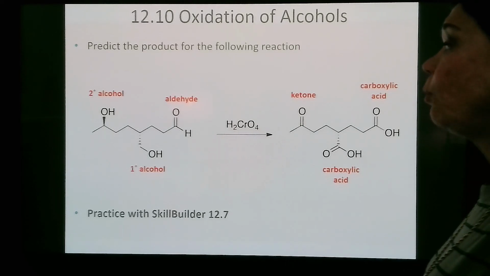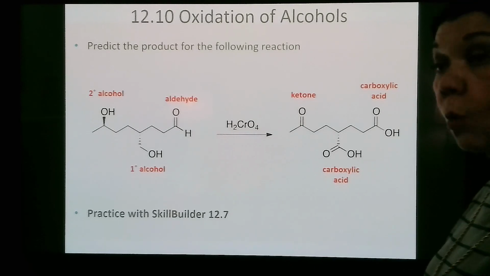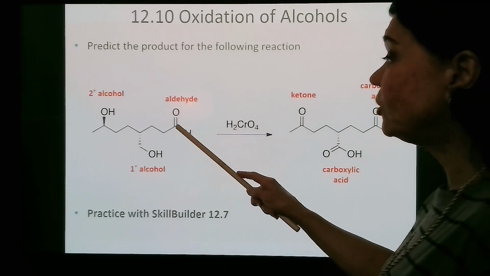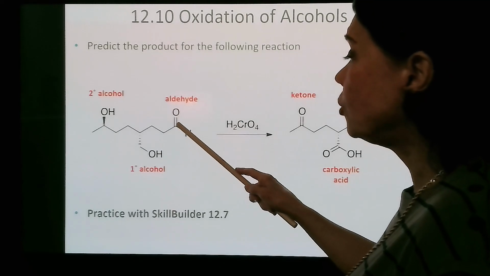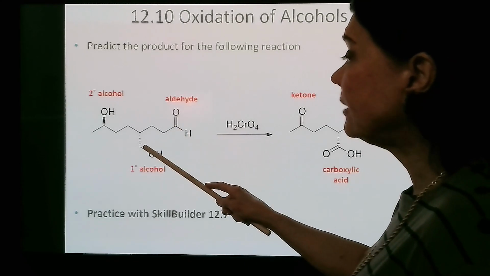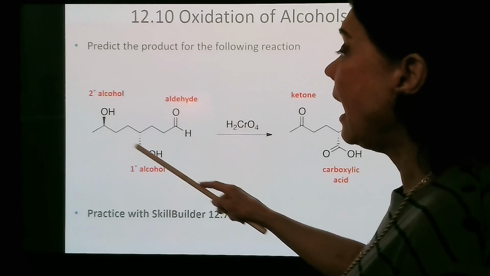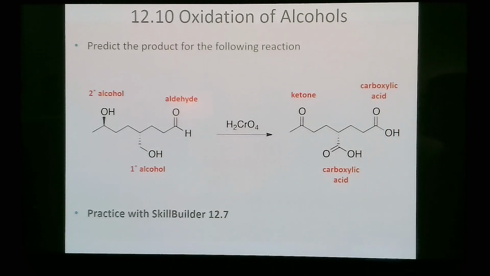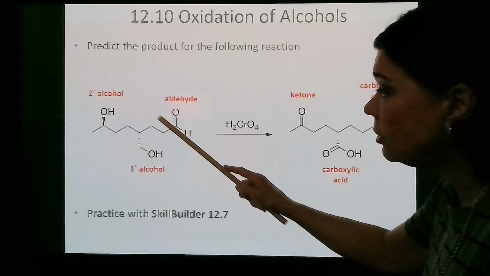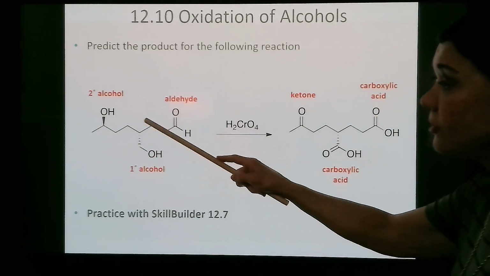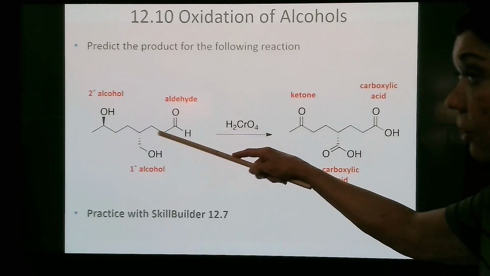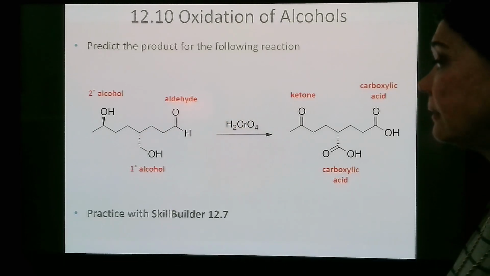Now, what if we used the Swern oxidation on this? What you would have is this does not go on to a carboxylic acid, and this will stop at the aldehyde, and this will be oxidized to a ketone. So you might want to practice oxidizing this with all of the reagents that you've had so far. This will be a good little molecule for you to practice with.